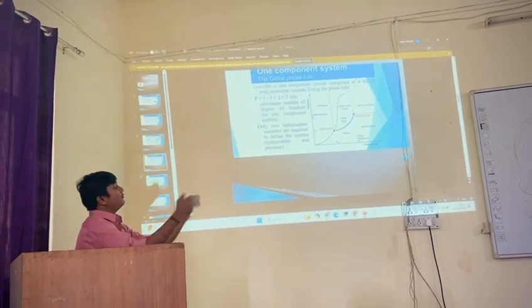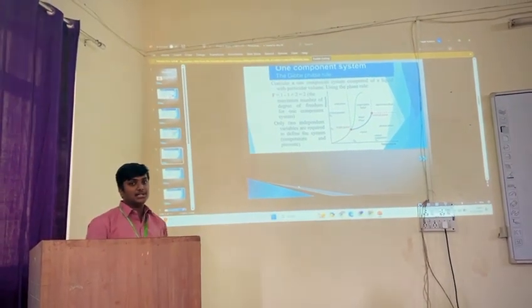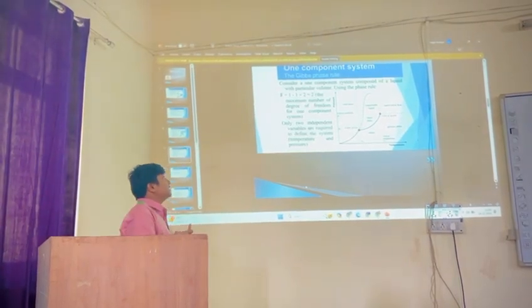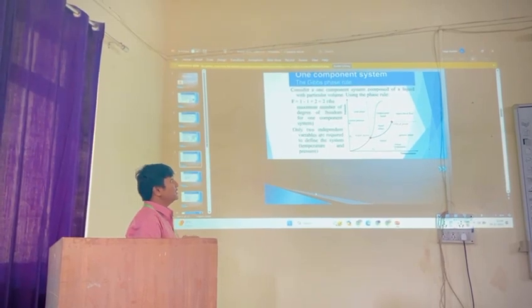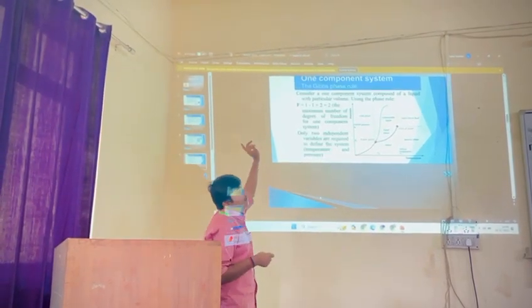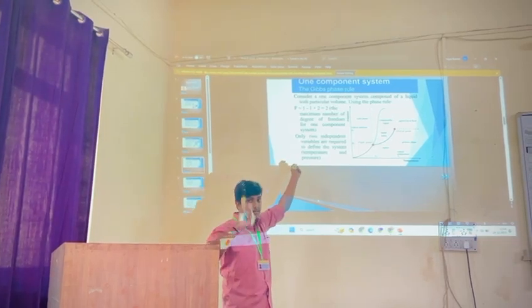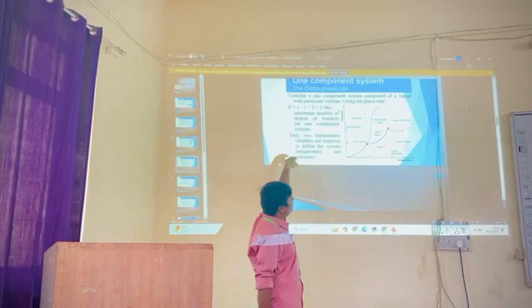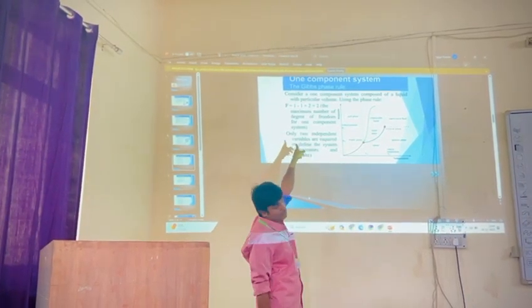Then the phase system is divided into three parts: one component, two component, and three component systems. Here we should know about the one component system. Considering a one component system composed of a liquid with a particular volume, using the phase formula, C is 1 and P is 2, so F equals 1 minus 1 plus 2, which is equal to 2.